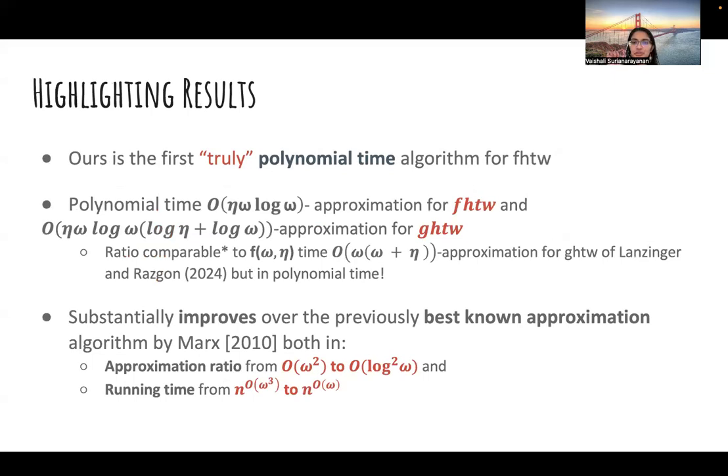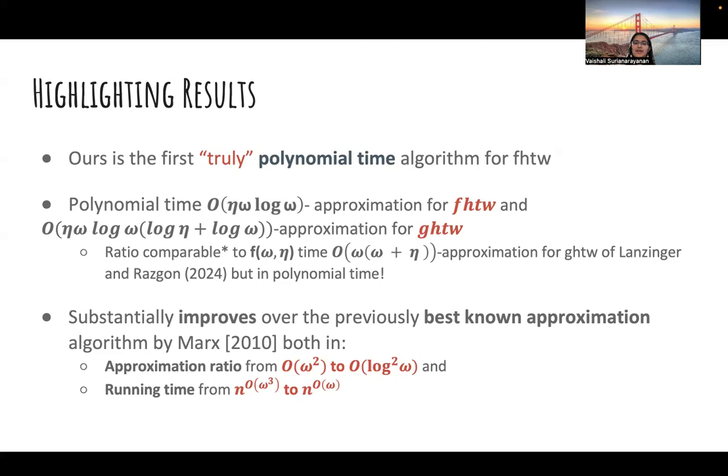So ours is the first truly polynomial time algorithm for fractional hypertree width. Prior to our work, all approximations used XP time, so n to the omega time at least. And we give a truly polynomial time FPT approximation for fractional hypertree width and generalized hypertree width on the class of bounded intersection graphs, right? So earlier I told you about this result of Lanzinger and Razgon, the 2024 result. Our ratio is comparable to theirs.